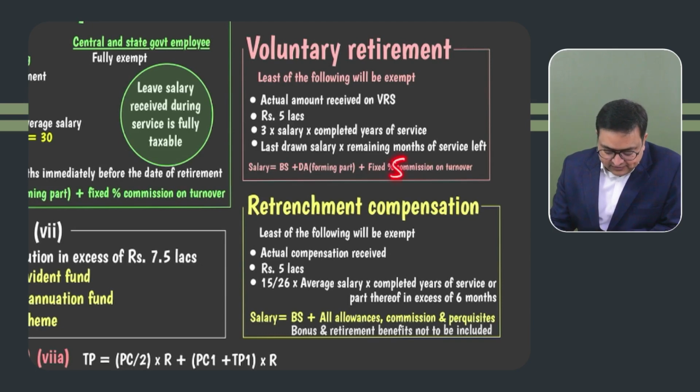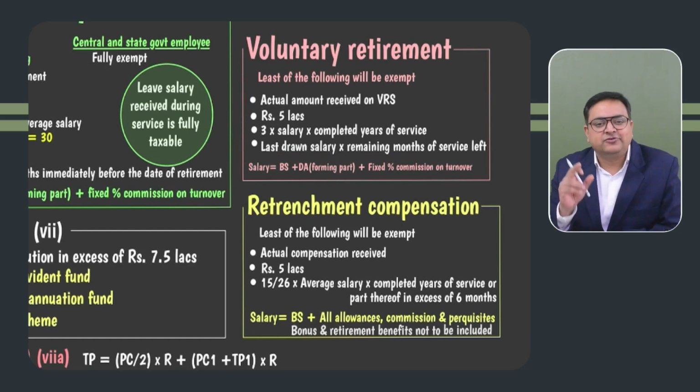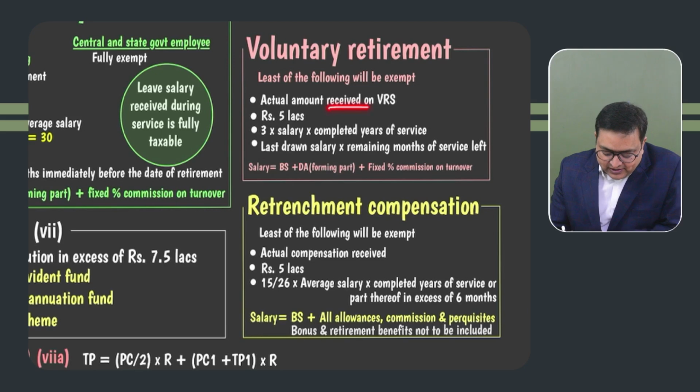Got it? 5 years which are left, into 12, that is 60. So last drawn salary into 60 months. So listen to the following in VRS. VRS is not that important, but still if it comes, please remember: actual amount of VRS received, 5 lakh, 3 into salary into completed years into last drawn salary into remaining months of service left.